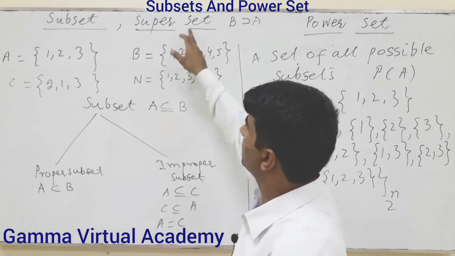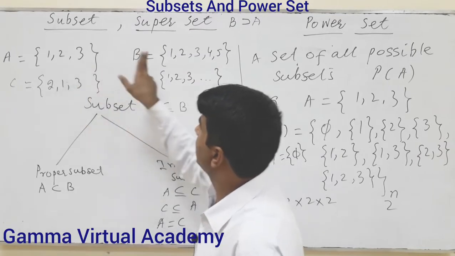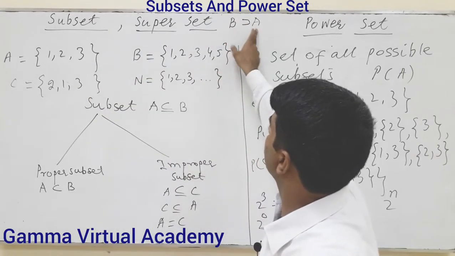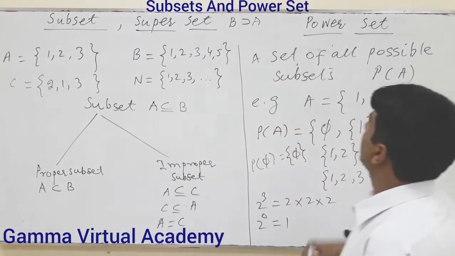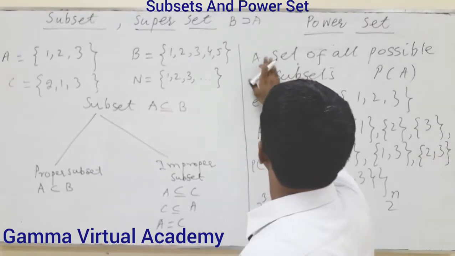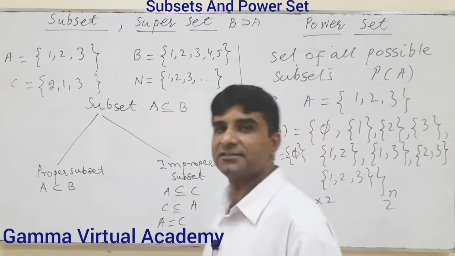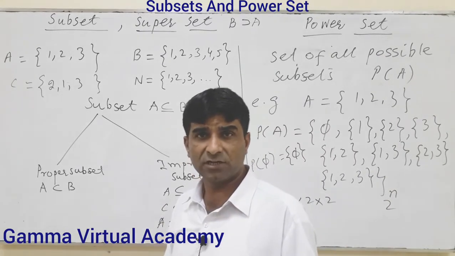And superset: A is a subset and B is a superset. B is a superset of A. That's simple. And power set means the set of all possible subsets of any set. That's known as power set.